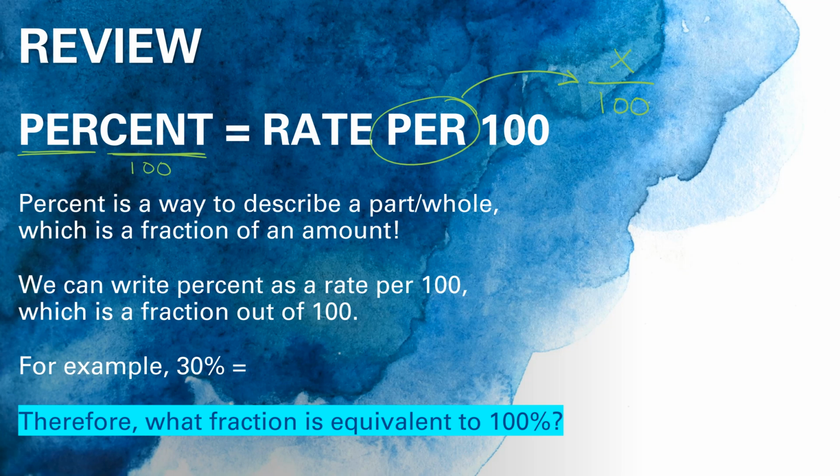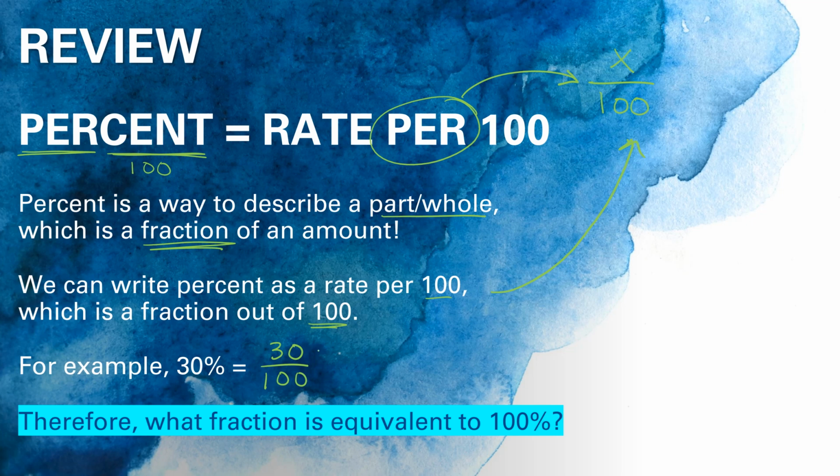Percent is a way to describe a part out of whole, which I just said is a fraction of an amount. We can write percent as a rate per 100, which is a fraction out of 100, just like what I showed you up here. For example, 30% equals 30 per 100, or 30 divided by 100, 30 out of 100. There are many different ways that someone might say this fraction.